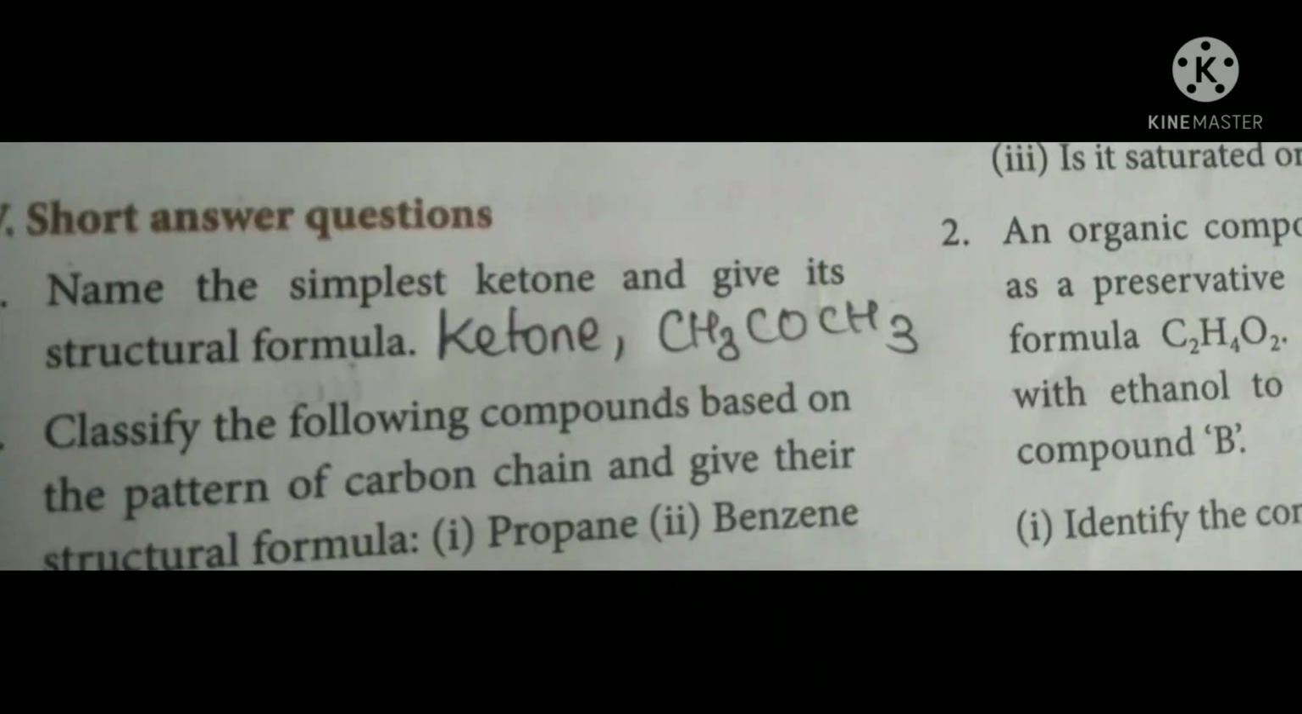Another question I have already marked. Those who did not mark, please mark from this video. That is Roman number 5, second question: Classify the following compounds based on the pattern of carbon chain. The answer is on page number 156. That is an important book back question. The next one: name the simplest ketone and give its structural formula. The simplest ketone is acetone, which is shown here. Write the structure, CH3COCH3. Write the answer there also.